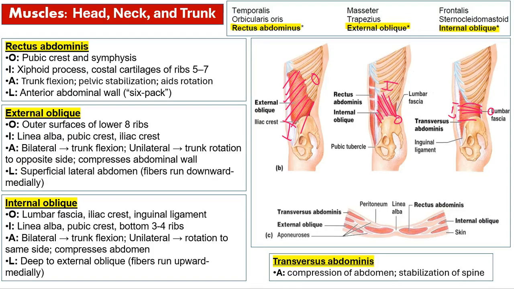Those are the muscles of the head, neck, and trunk that we're going to be focusing on. Hopefully you know where to get the location of these from. And again, for the rectus abdominis, external oblique, and internal oblique, you need to make sure you know the origin, insertion, action, which also means function, and the location.